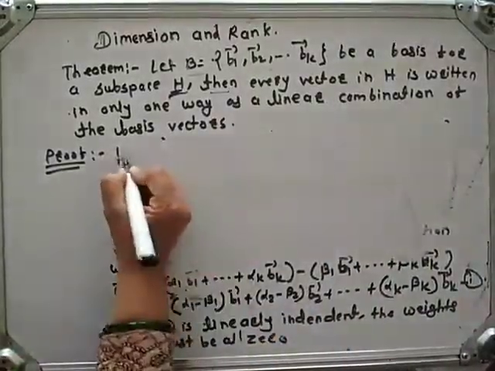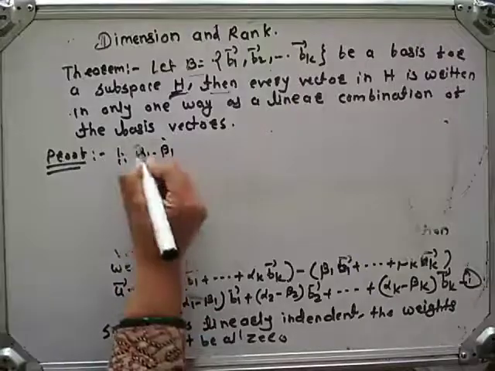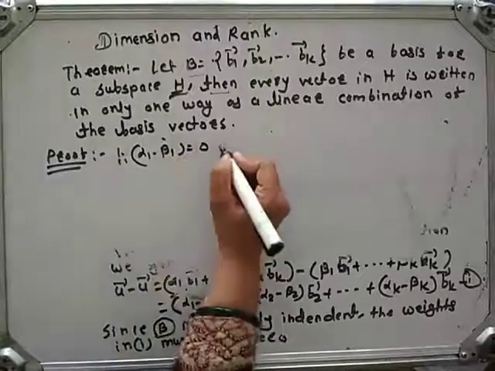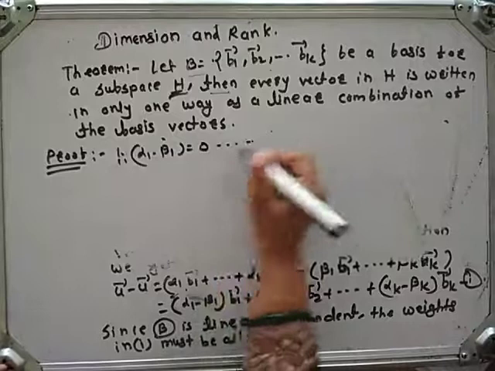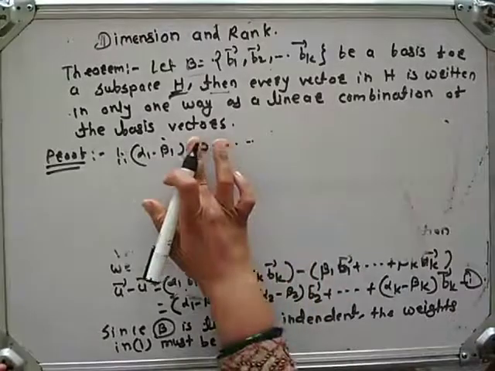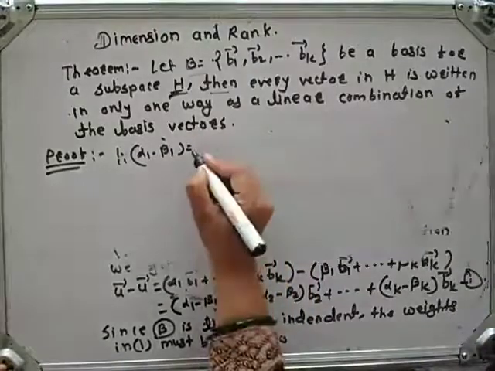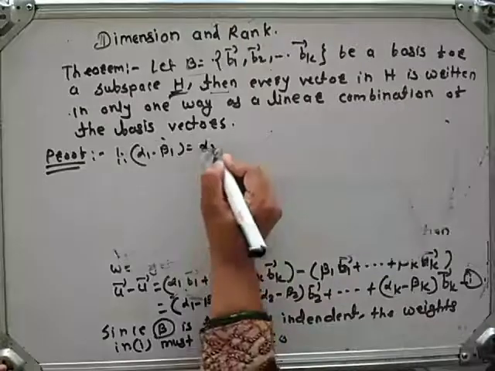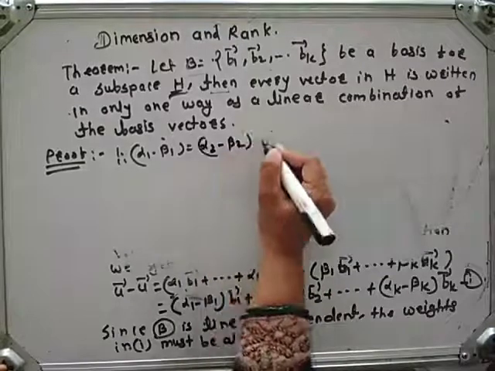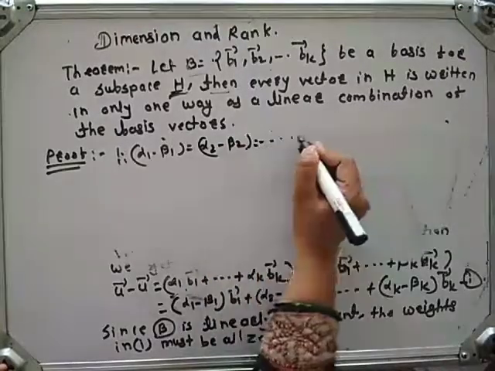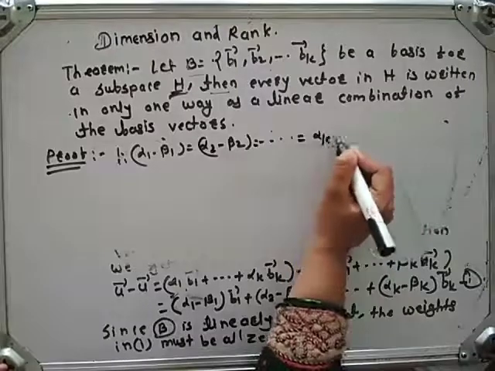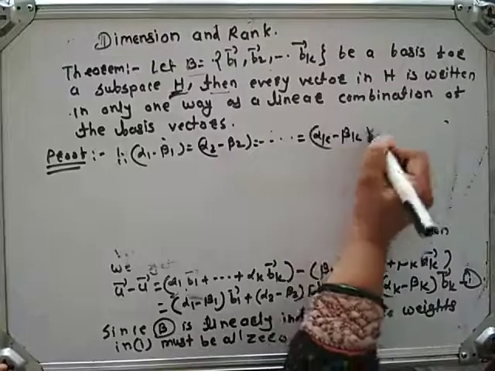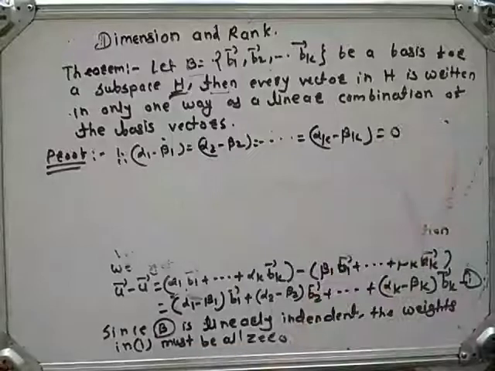Therefore, we get alpha 1 minus beta 1 is equal to 0, alpha 2 minus beta 2 is equal to 0, and so on up to alpha k minus beta k, all are 0.